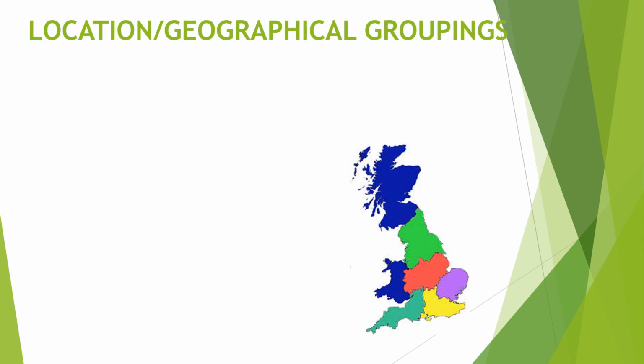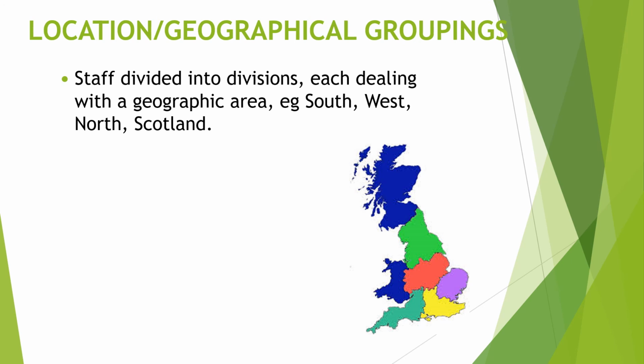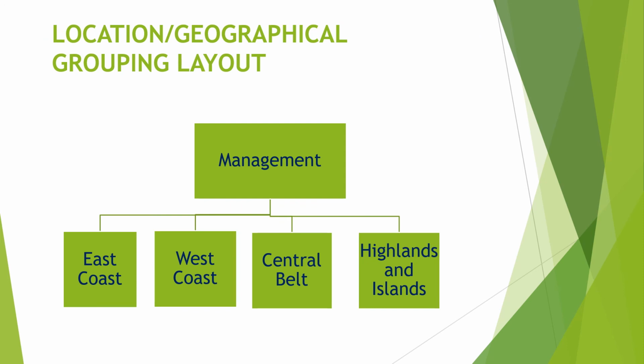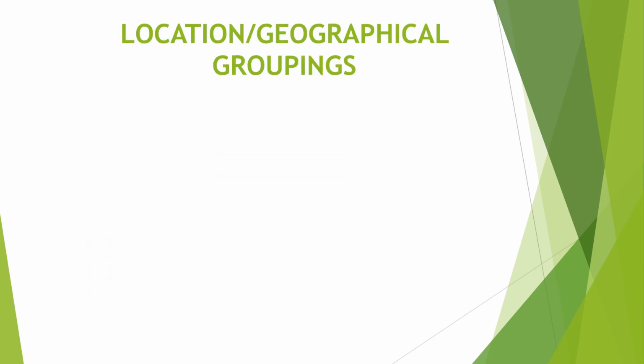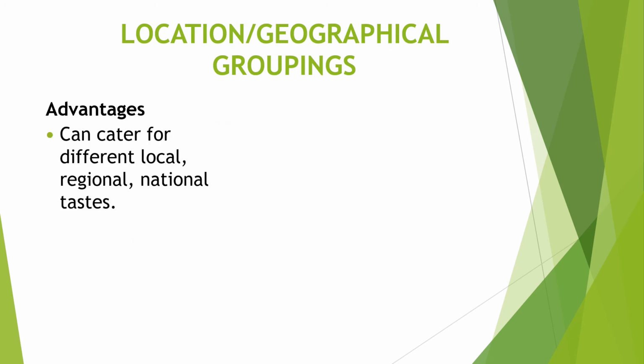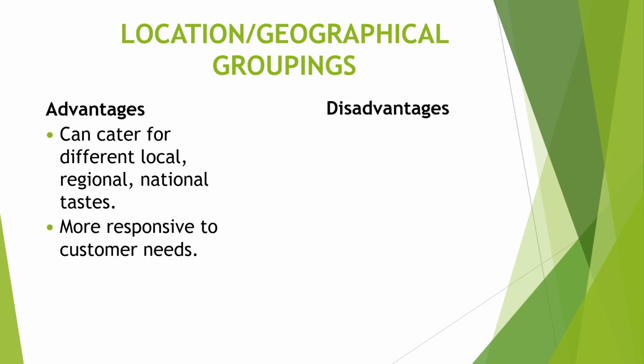The next one we're going to look at is a location or geographical grouping, and this is where your staff are divided into different divisions. It could be, for example, within the UK, or it could be worldwide. And here is just another little organisation chart showing you how that could look, with different branches in Scotland here. Once again, the advantages are you're catering for different local, regional or national tastes. So if you have, for example, a branch of McDonald's, which is based all over the world, then these different branches can cater for the customers' individual tastes in those particular branches abroad, which is really good because it's going to give you more sales. So it makes you more responsive to customer needs.